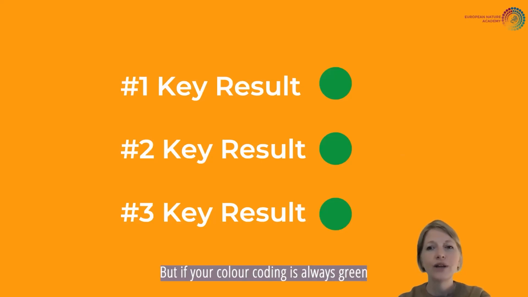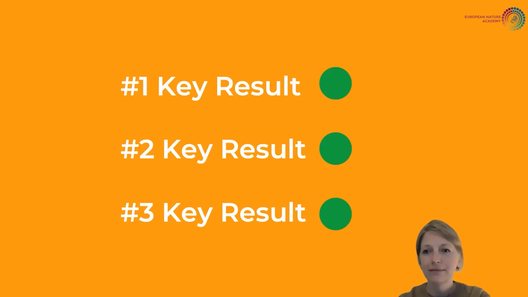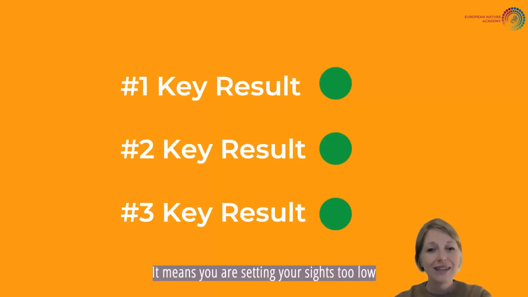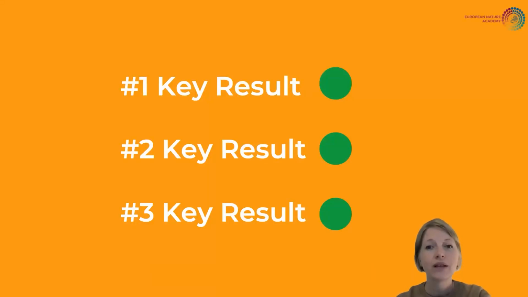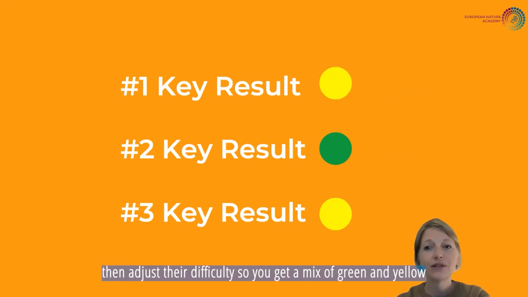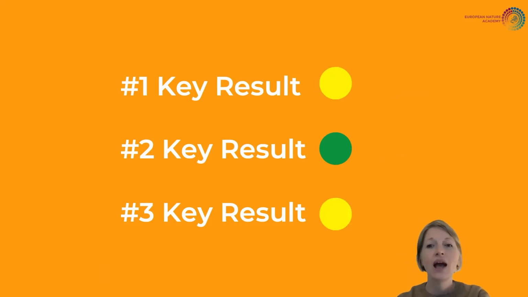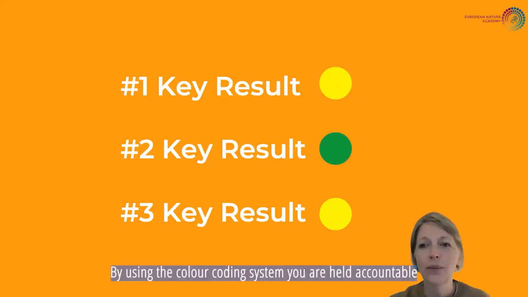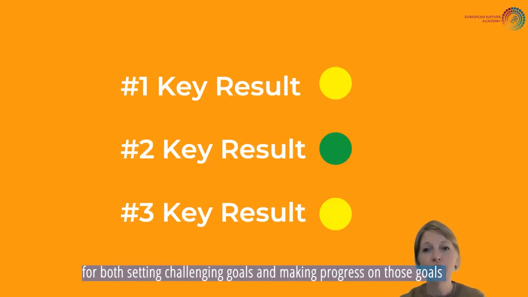But if your color coding is always green, you've done something wrong. Being 100% isn't great. It's bad. It means that you're setting your sights too low. So if you are meeting all of your objectives, then adjust their difficulty so you get a mix of green and yellow. By using the color coding system, you are held accountable for both setting challenging goals and making progress on those goals.